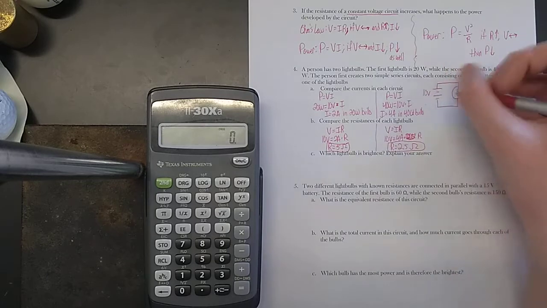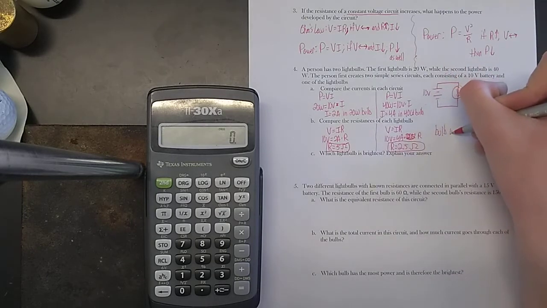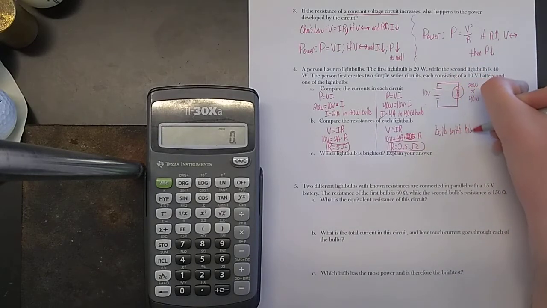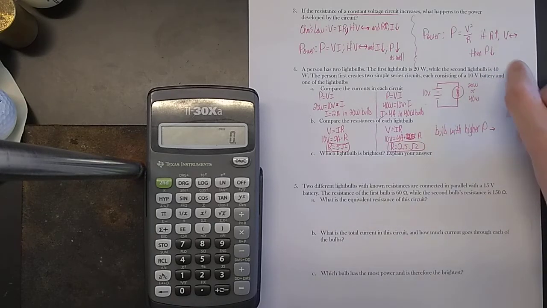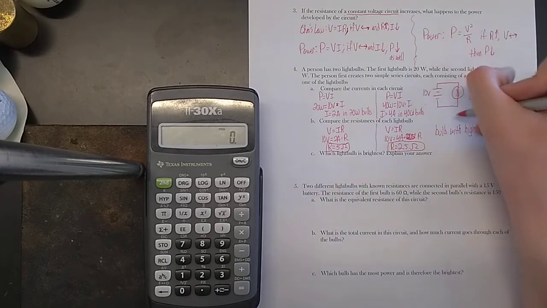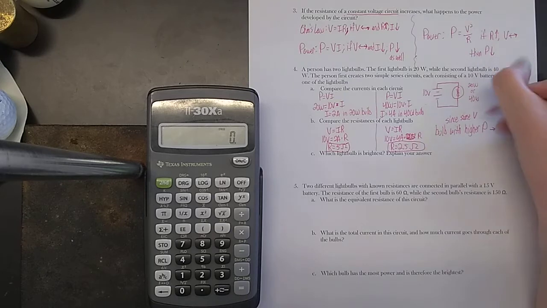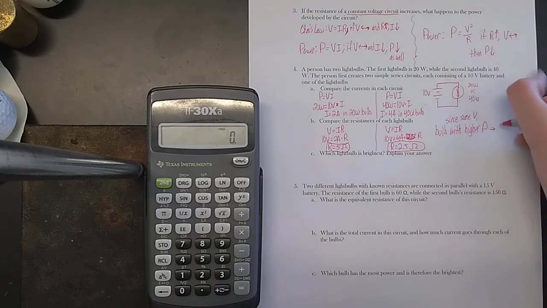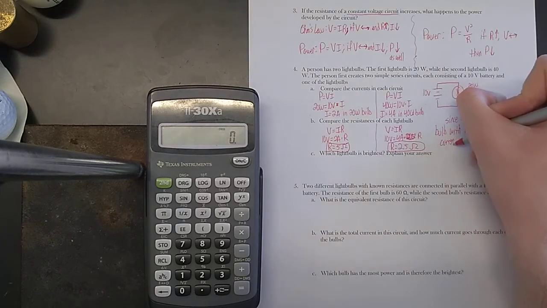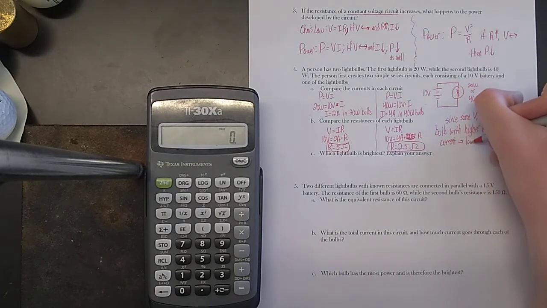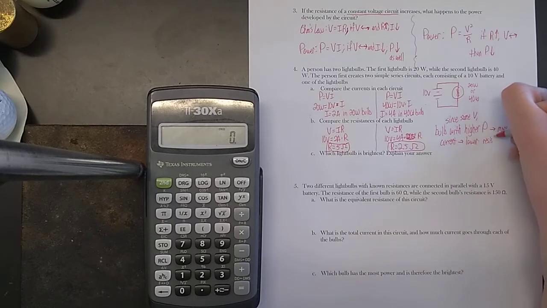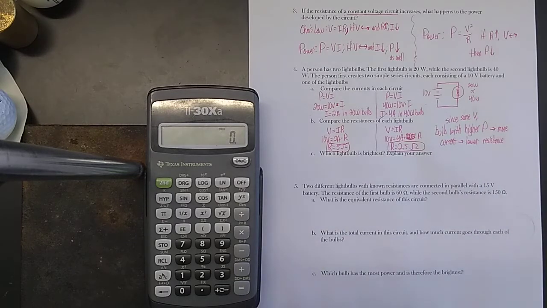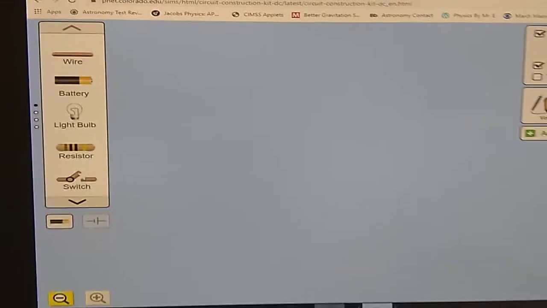So in other words, since same V, the bulb with the higher power has more current, and therefore lower resistance.